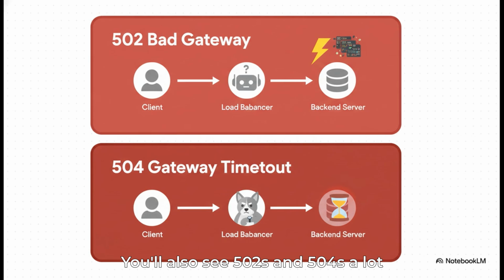You'll also see 502s and 504s a lot with modern web apps. A 502 bad gateway means one server in the chain got a broken response from another server behind it. A 504 gateway timeout is different. It means the first server got no response at all. It just waited and eventually gave up. One points to a broken backend, the other to a slow or unresponsive one.